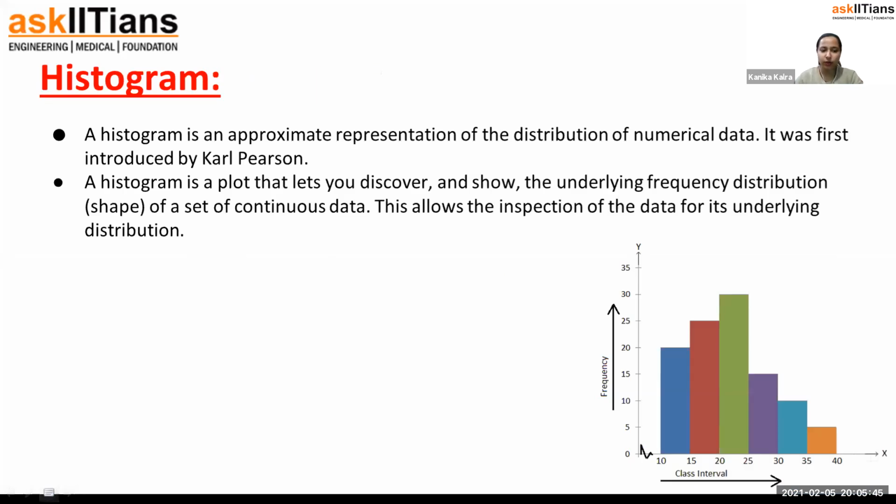So histogram, what do you mean? What do you think that histogram is? Histogram, this is the diagram given to you. So histogram is basically a kind of bar graph only, but for continuous data. Continuous data, as we discussed in the previous class, is when you are converting the data in the form of class intervals like 0 to 10, 10 to 20, 20 to 30, and so on. And when you draw the graph for this case, you get a histogram.